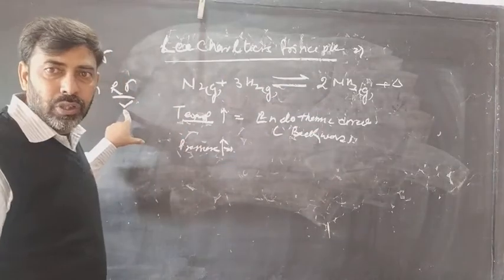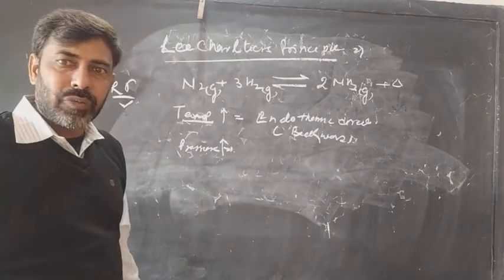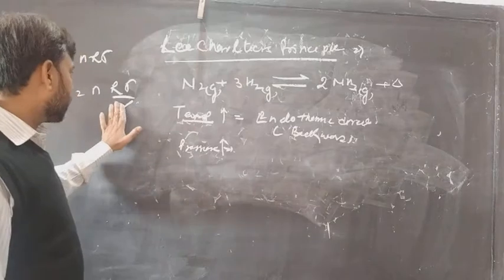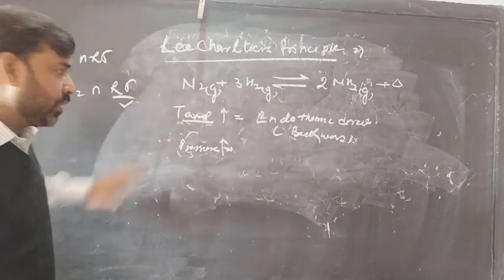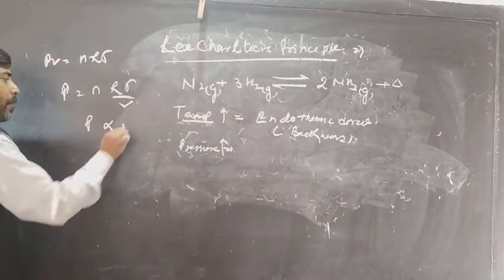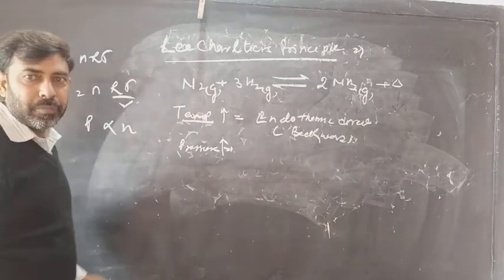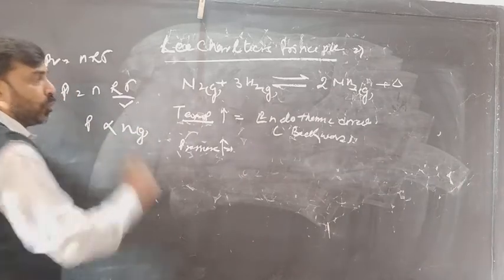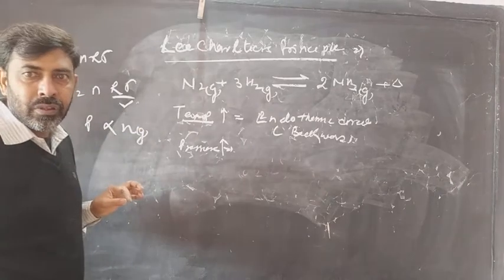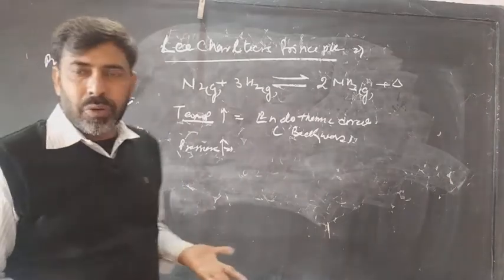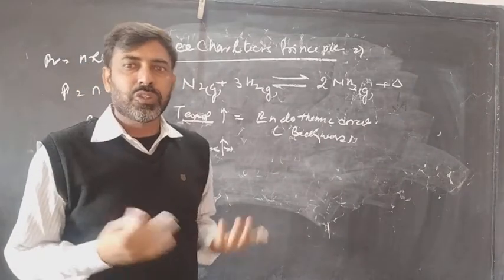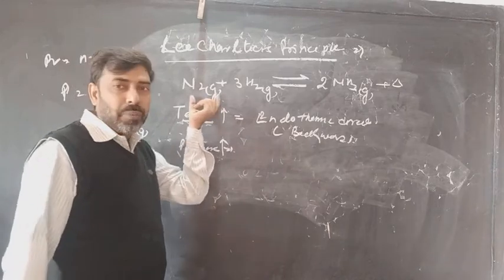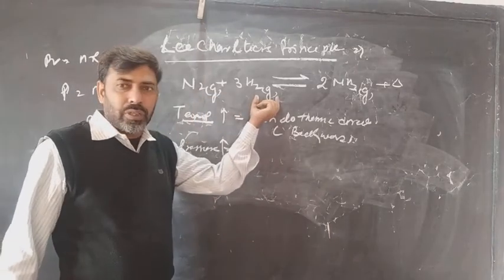And the next one, the volume. In the same container the reaction will take place, so there will be no change in the volume. So in this case RT/V is constant, so you can say P is proportional to n. That the pressure is directly proportional to the number of gaseous moles. जहां पे गैसियस मोल्स ज्यादा होंगे वहां पे प्रेशर ज्यादा होगा, जहां पे गैसियस मोल्स कम होंगे वहां पे प्रेशर कम होगा.